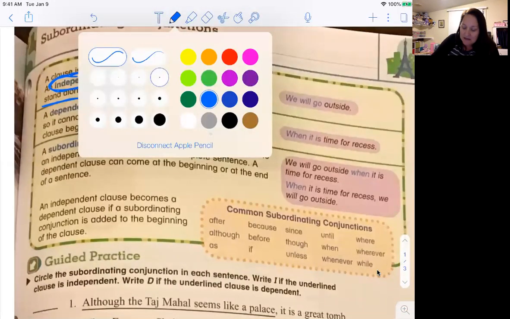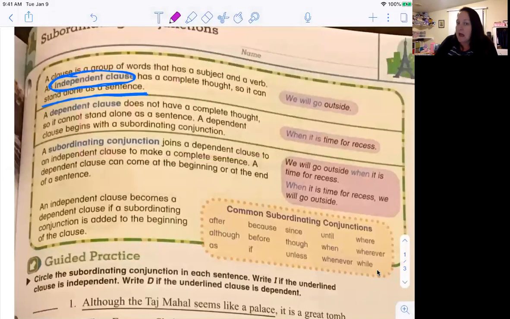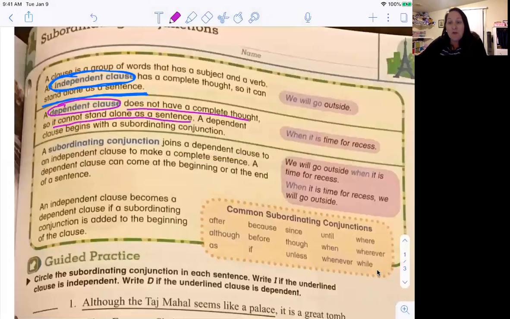So let's look at what a dependent clause is. A dependent clause does not have a complete thought, so it cannot stand alone as a sentence. If you are dependent upon something, you can't do it by yourself. So now you guys are dependent upon your parents to drive you to school. But when you become teenagers in high school, you're going to be independent and drive by yourself. You'll be able to stand alone. But dependence is not being able to stand alone in a sentence.